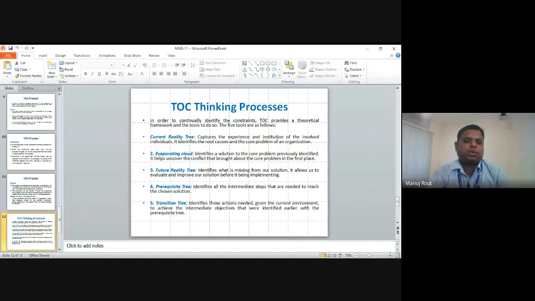Then the next one is the future reality tree. That is another type of tool in the theory of constraints thinking process. It identifies what is missing from our solutions. It allows us to evaluate or improve our solution before it is implemented. So after identifying a particular constraint, internal as well as external, those who are responsible for solving or limiting those constraints analyze and improve the particular solutions before implementing them on the shop floor.